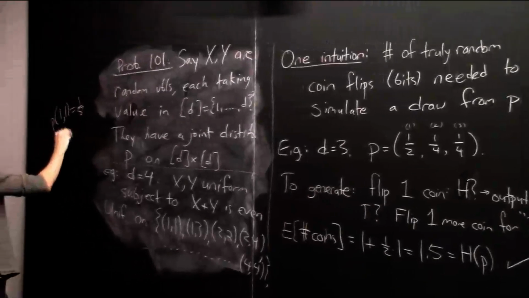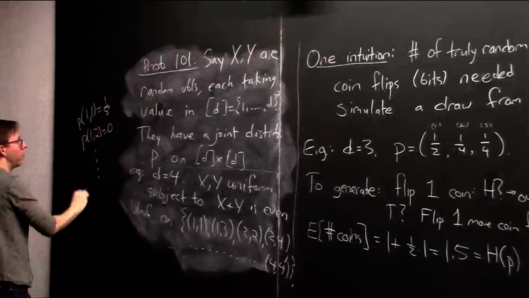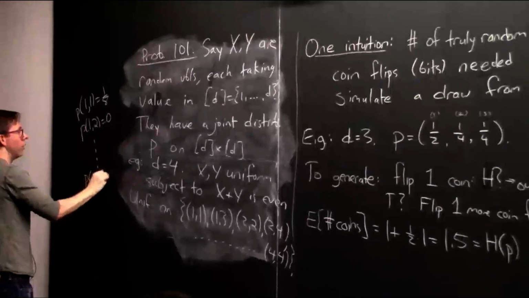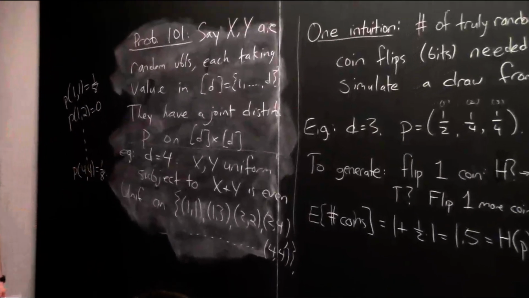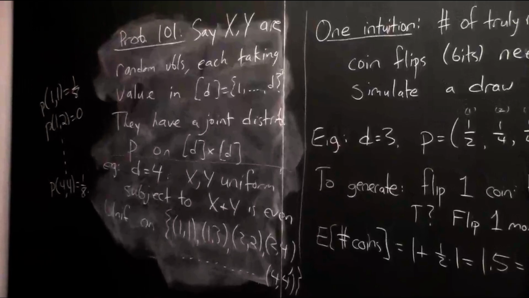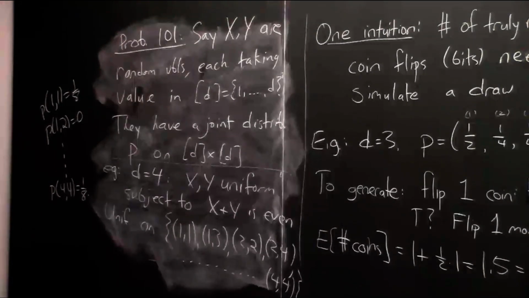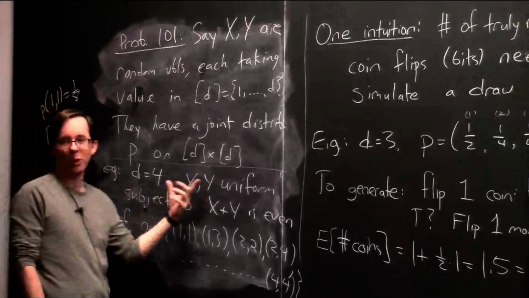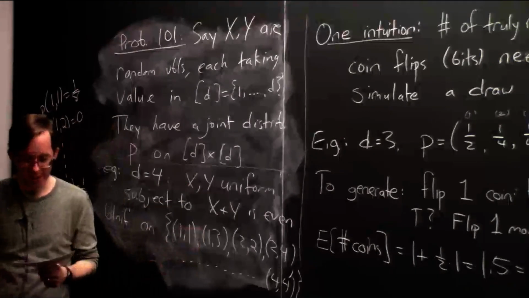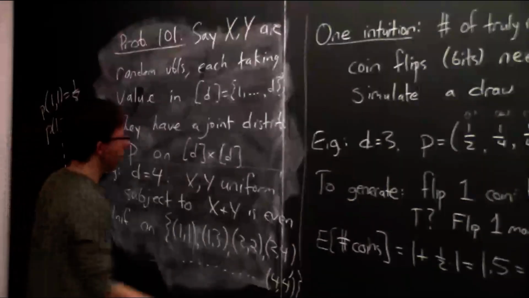So in particular, for this particular P, P of 1, 1 is 1/8, and P of 1, 2 is 0, etc. P of 4, 4 is 1/8. And as in quantum, we'll imagine that somehow Alice holds x and Bob holds y. Alice is hanging on to x, Bob's hanging on to y.